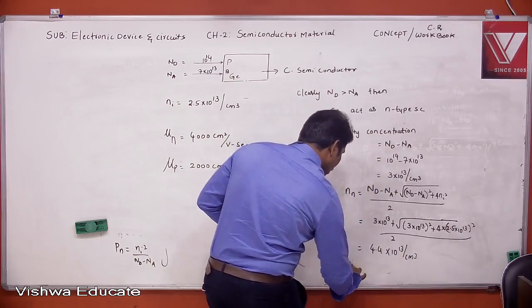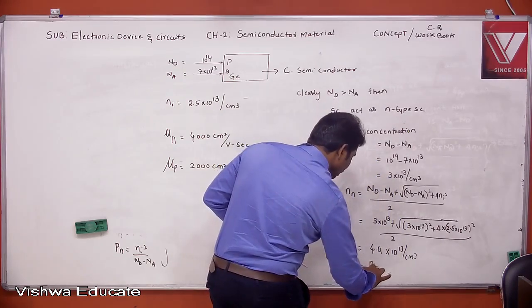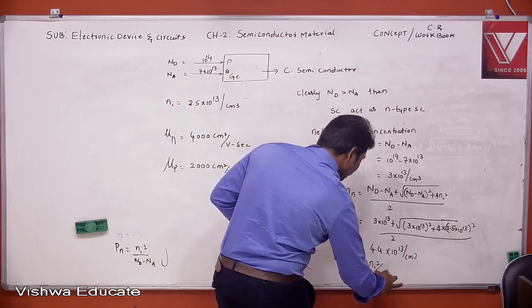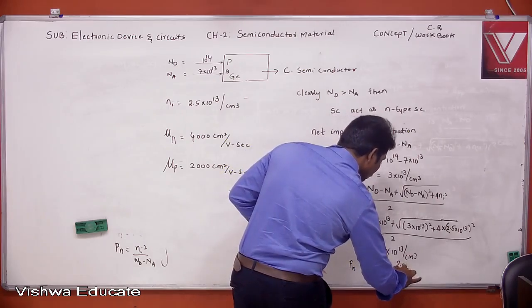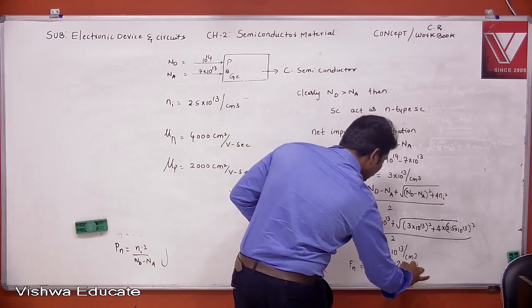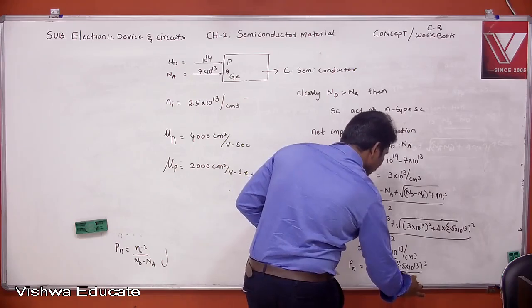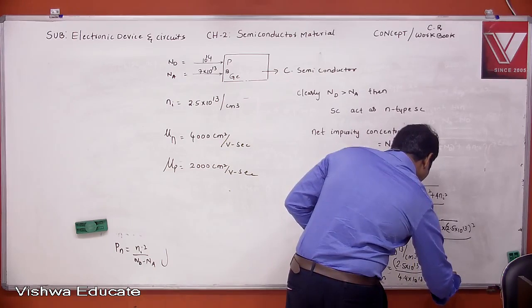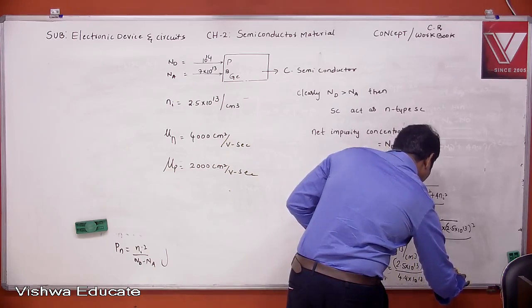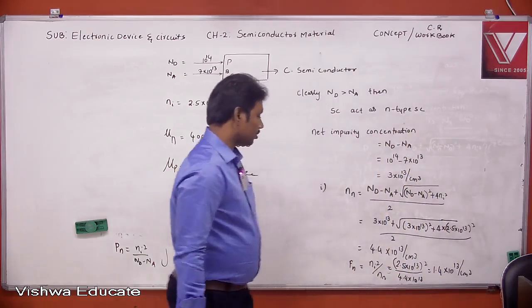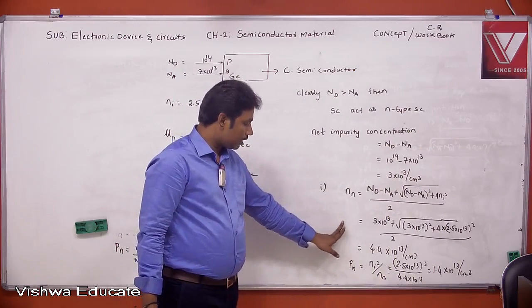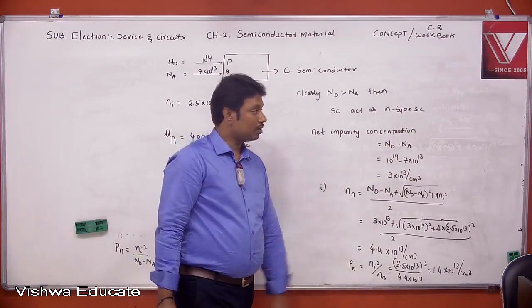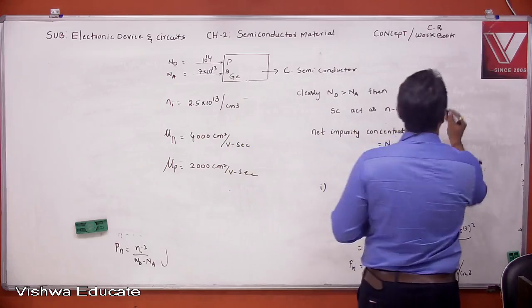And how to calculate the hole concentration? Pn equal to Ni square by Nn. Ni is 2.5 into 10 power 13 whole square, by Nn, that is 4.4 into 10 power 13. Which is equal to 1.4 into 10 to the power of 13 per centimeter cube. This is the carrier concentration. Carrier concentration means both free electron concentration as well as hole concentration. This is the first bit. And what is the second bit?